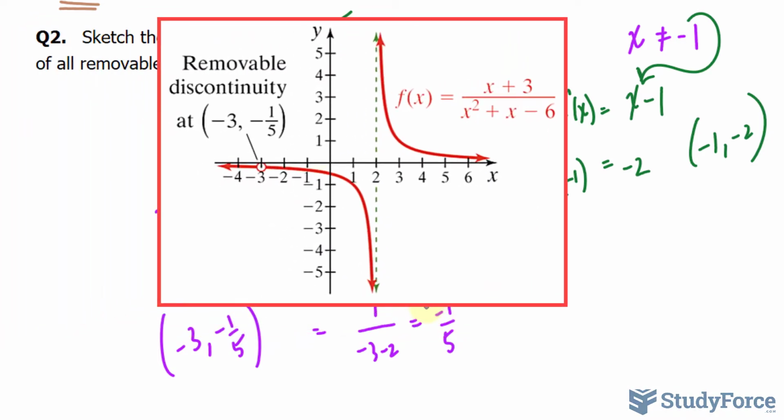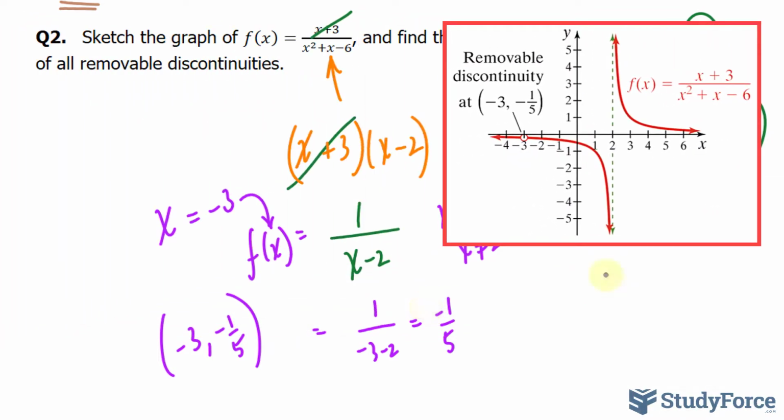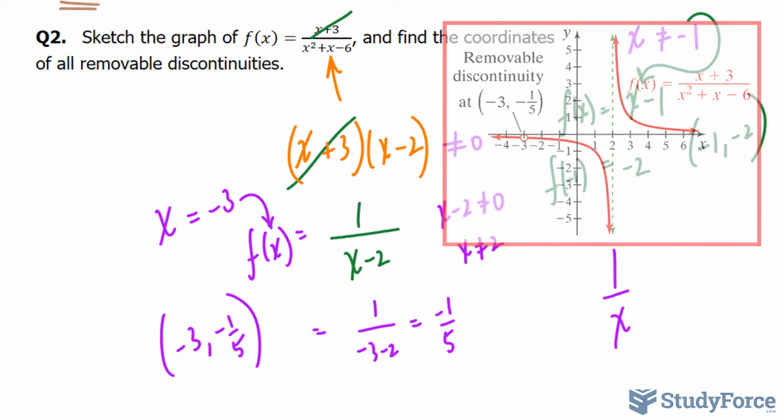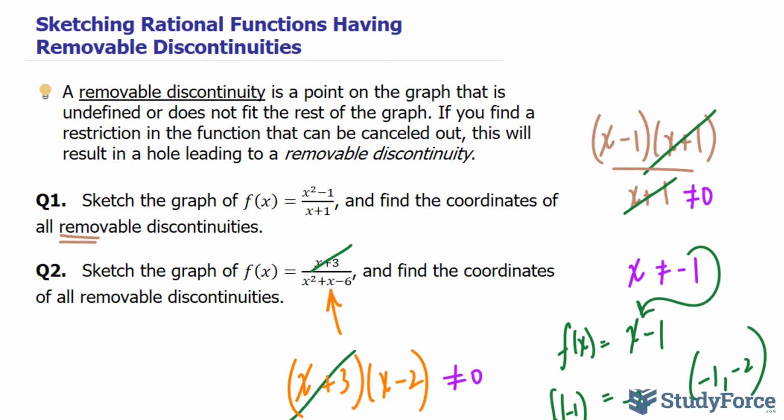And the reason why I'm not showing you how to sketch is because all it is, is knowing what 1 over x looks like and then using transformations to get your function the way you want it to be. So there you have it. That is how to sketch rational functions having removable discontinuities.